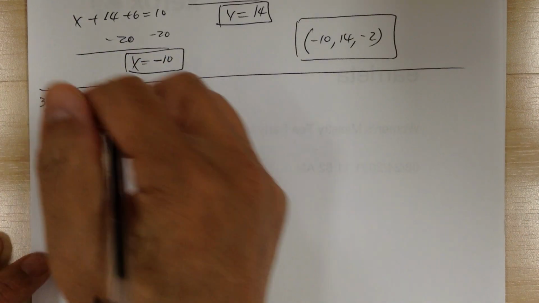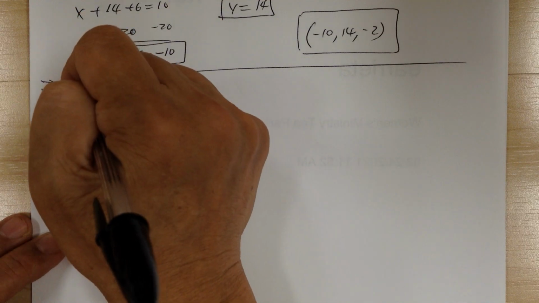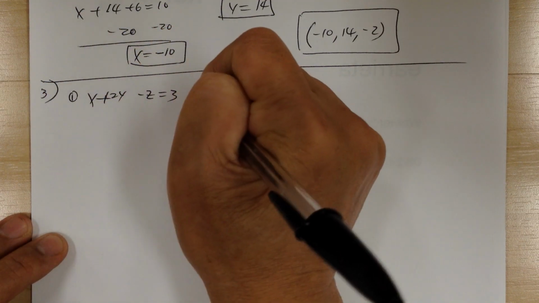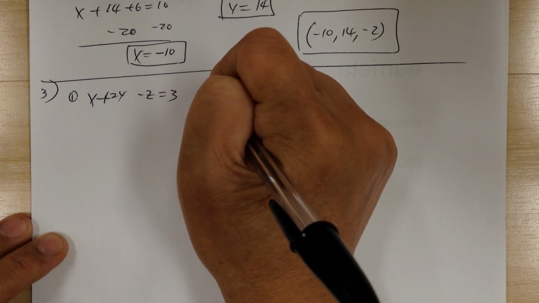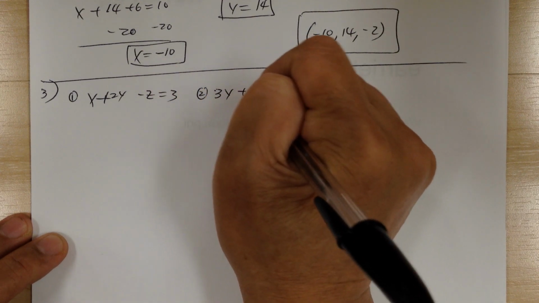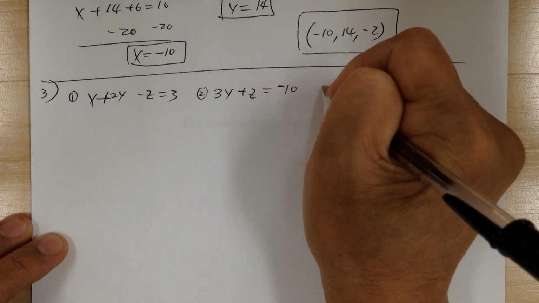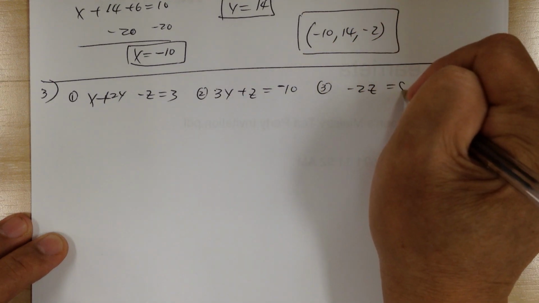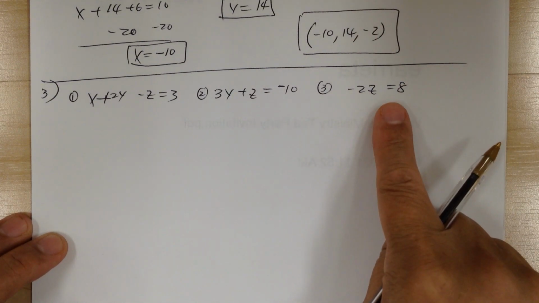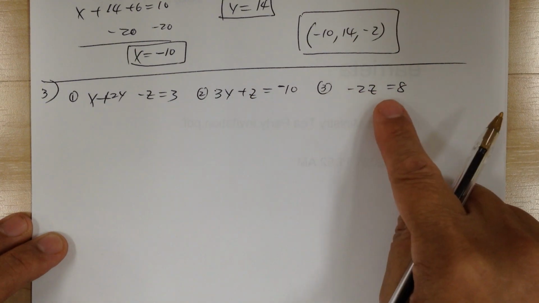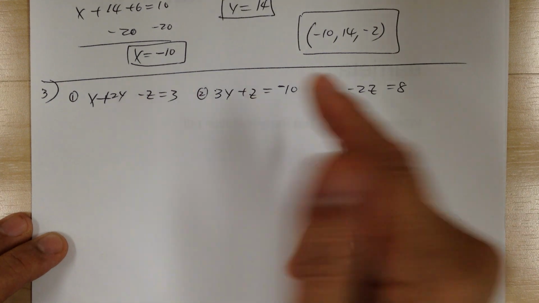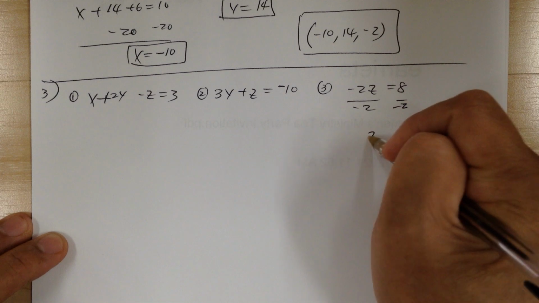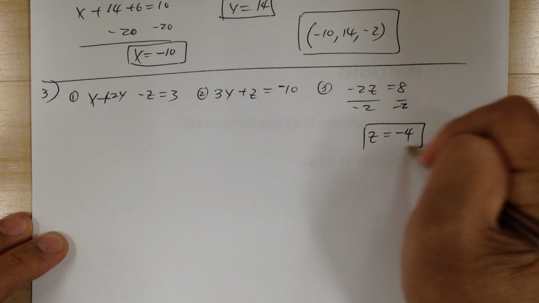Okay. Number 3. Okay. Equation 1. You have x plus 2y minus z equal to 3. Equation 2, you got 3y plus z equal to negative 10. Equation 3, you get negative 2z equal to 8. Okay, so again, you start with the easiest one and you work your way back. Start with the 1 variable, 2 variables, and 3 variables. So divide by negative 2 on both sides. So you got z equal to negative 4. Okay, so that's one answer.